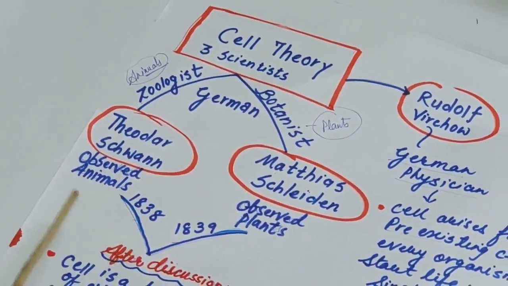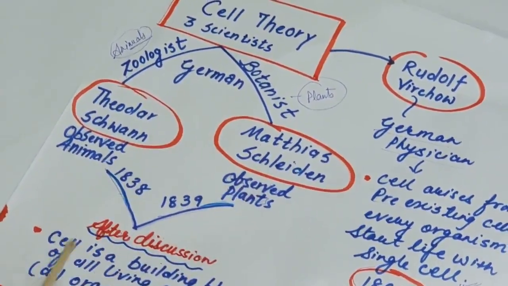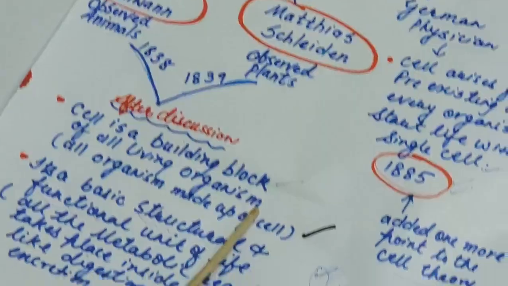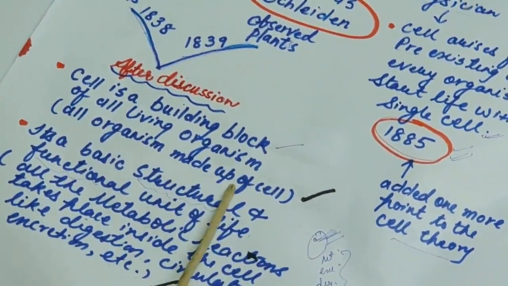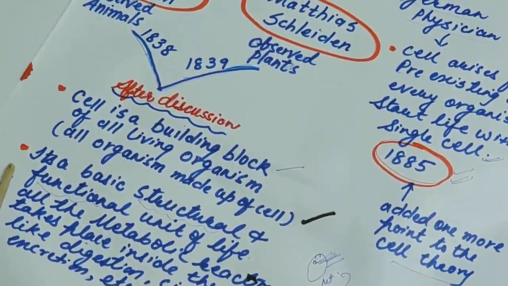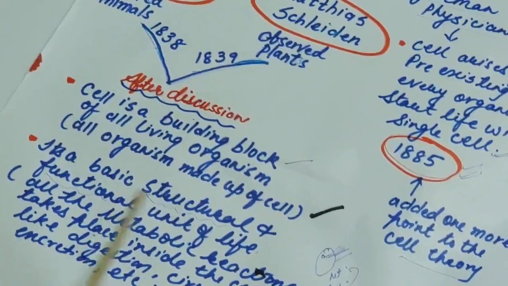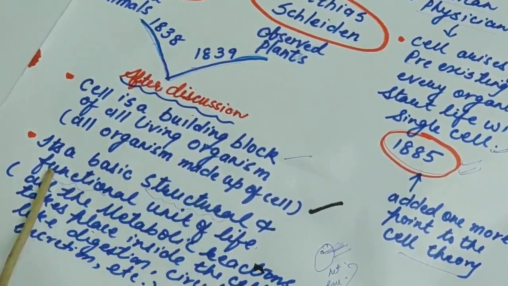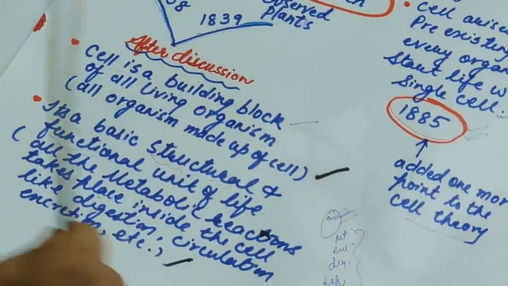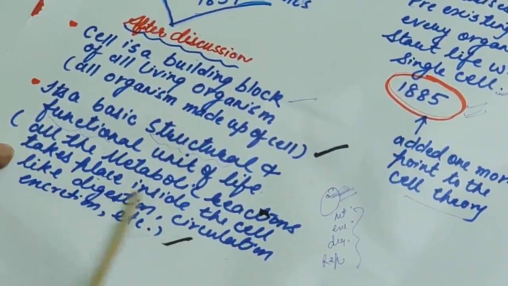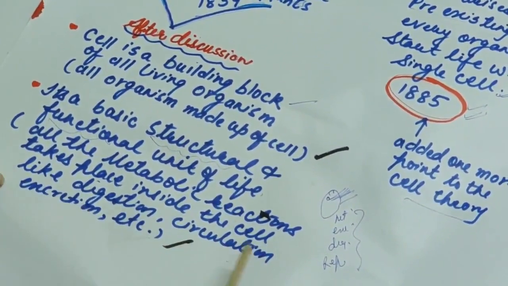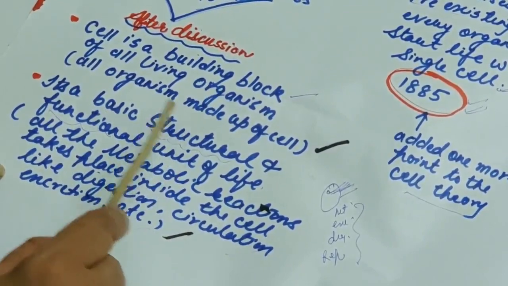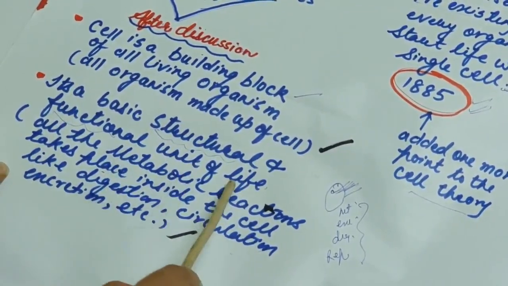Okay? So after discussing, they came to a point. They said that the cell is a building block of all living organisms. Building block means all organisms are made up of cells. The second point they gave is that it's the basic structural and functional unit of life. Now what is this structural and functional unit? It means all the metabolic reactions taking place inside the cell, like digestion, circulation, reproduction, excretion. So that's why the cell is called the structural and functional unit of life.